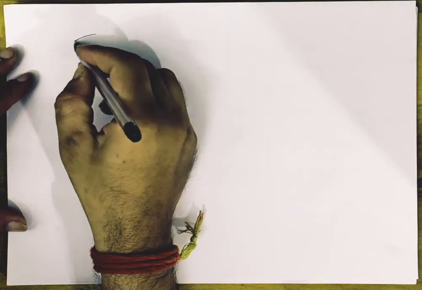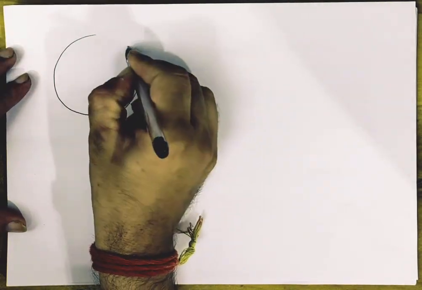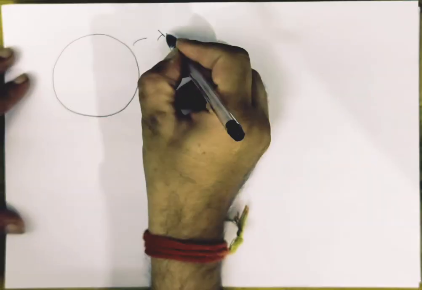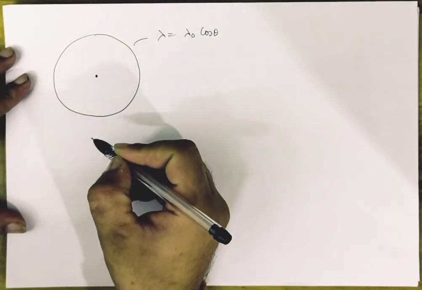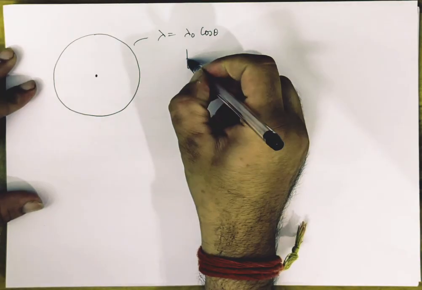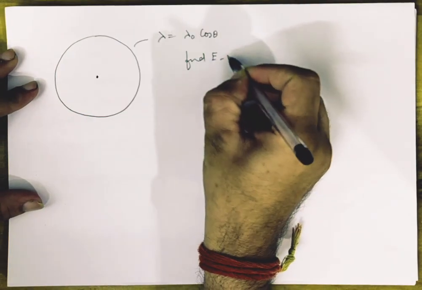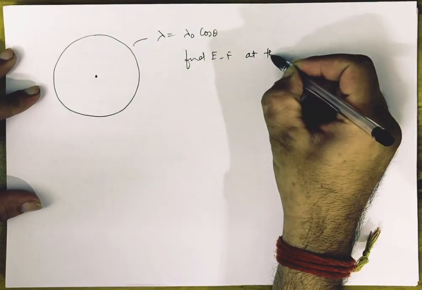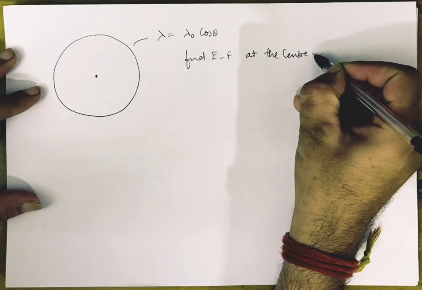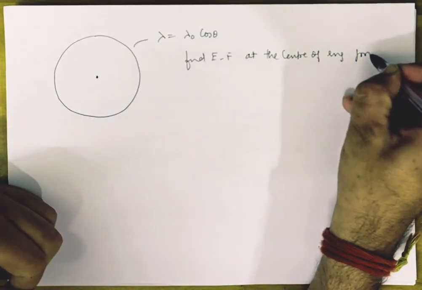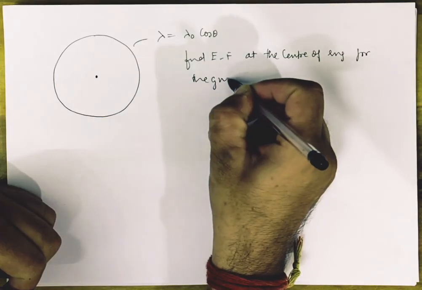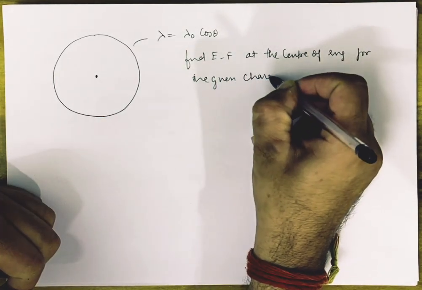So the next question is that we have a ring, and it has a charge density lambda equals lambda naught cos theta, and we have to find the electric field at the center. That is the question. Find the electric field at the center of the ring for the given charge density.